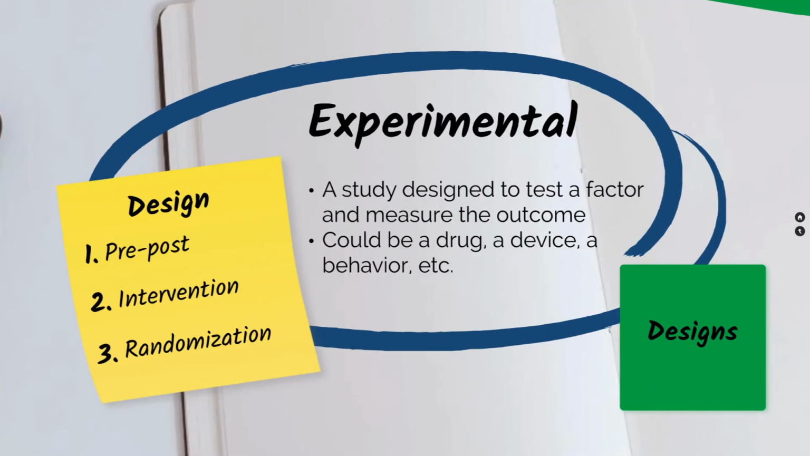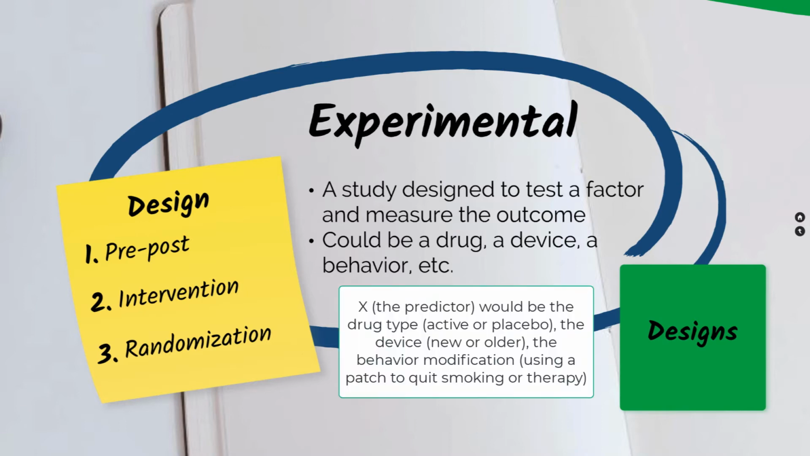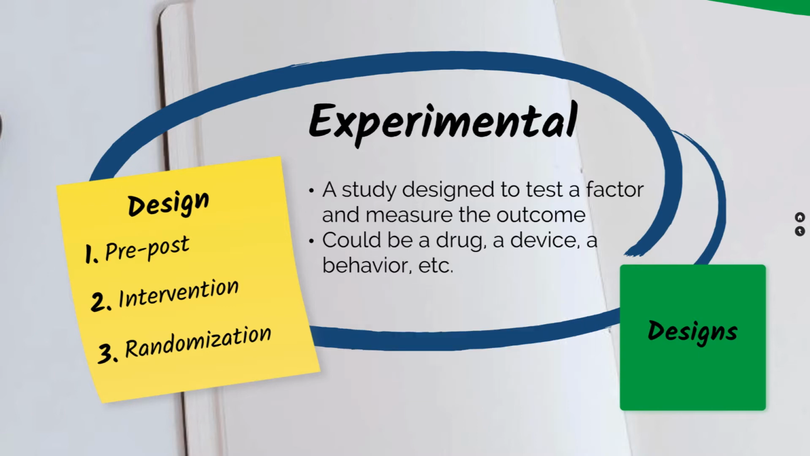Experimental are studies designed that test a factor and measure the outcome. So they could be testing a drug, a device, or a behavior. For example, does this new drug work better than the old drug? Does this new surgery work better than physical therapy? Does this new pacemaker work better than an older version of that pacemaker? Does this smoking cessation behavioral modification work better than simply literature review of results of smoking? So you're testing a factor and then measuring a change or measuring an outcome.